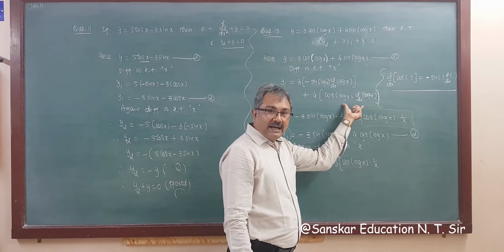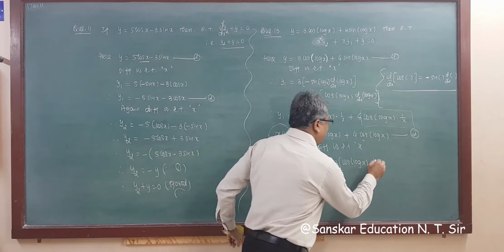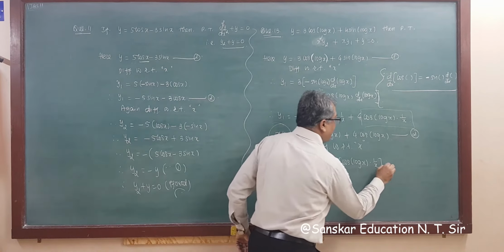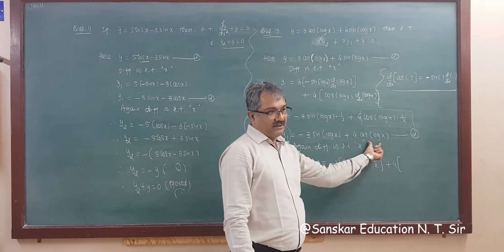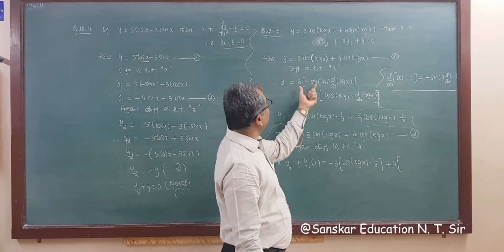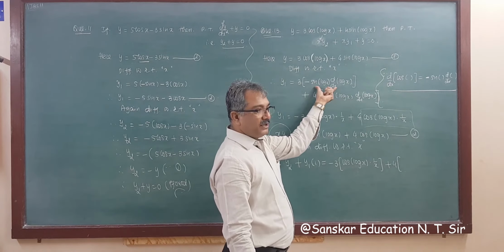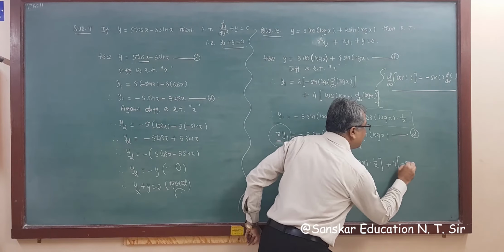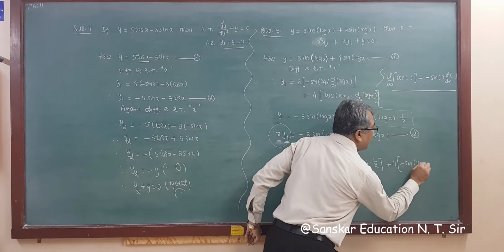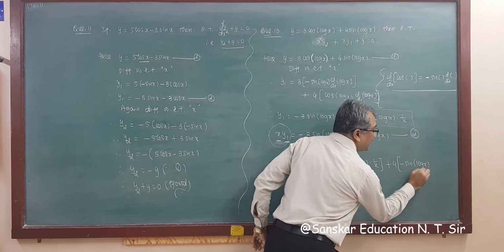If you are able to write like this, you can write directly here also, no need to write this step. Plus 4 constant. Again, the derivative of cos log x: cos bracket is minus sin bracket, and the derivative of the bracket again is 1 upon x. So this is your answer, the second derivative is finished.